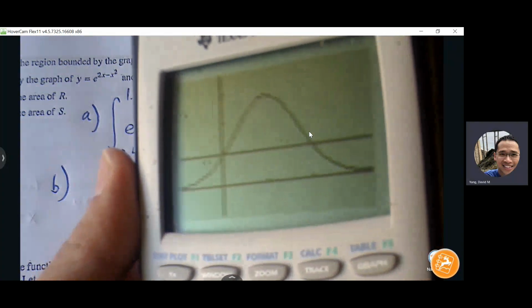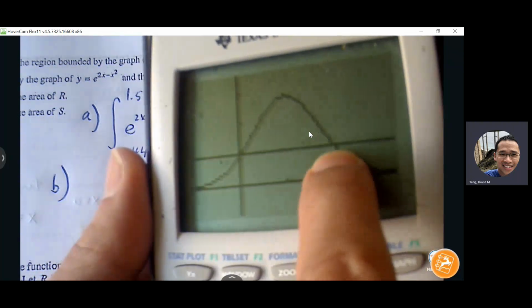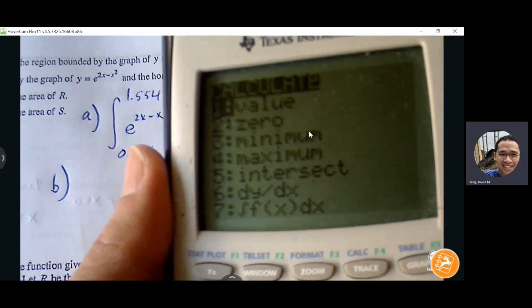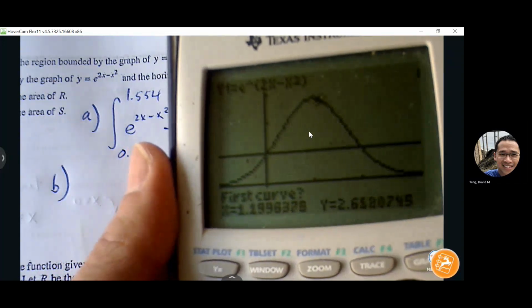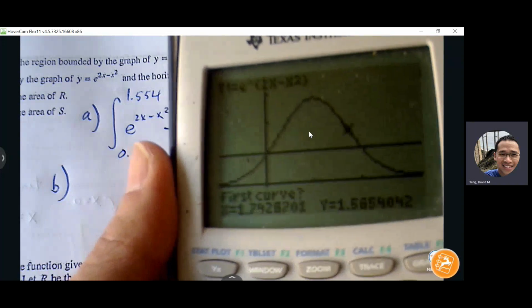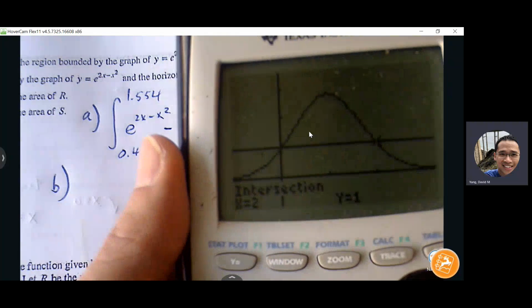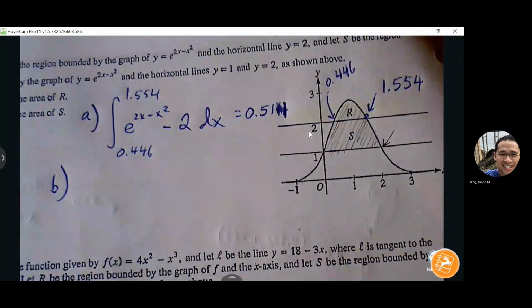So this is my y equals 1. I'm just going to look for that intersection between the curve and y equals 1. So second trace, intersect. Okay, get close to the intersection. Second curve, hit enter. So, oh, it looks like it's right at 1.